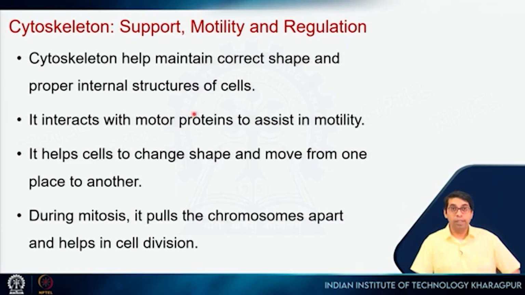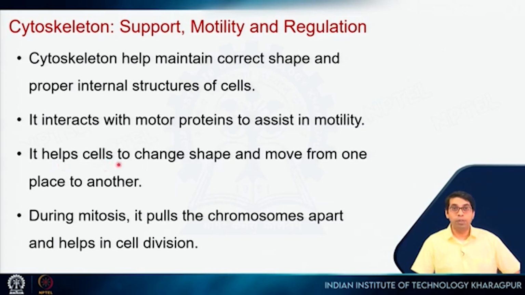Not only that, they also interact with motor proteins to assist in motility, which means that if a mitochondria has to move from one part of the cell to another part, it will use this cytoskeleton to move. There are vesicles which carry all sorts of materials from one part of the cell to another part, and again that is done by these motor proteins which move along the cytoskeleton.